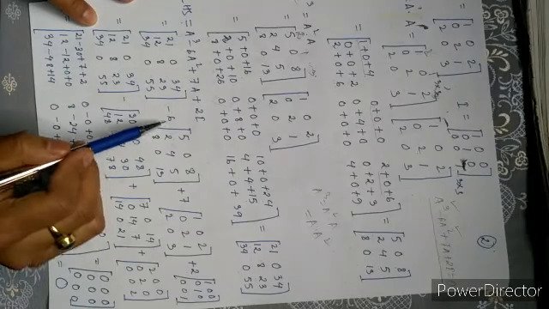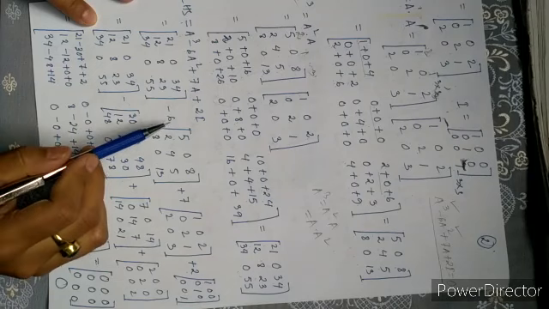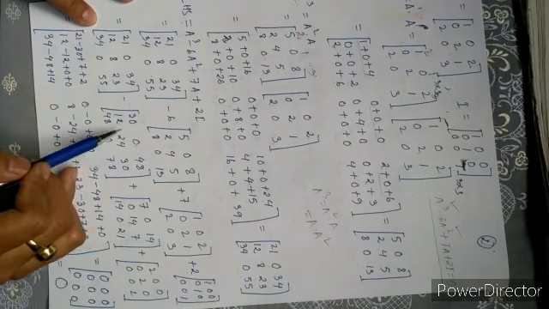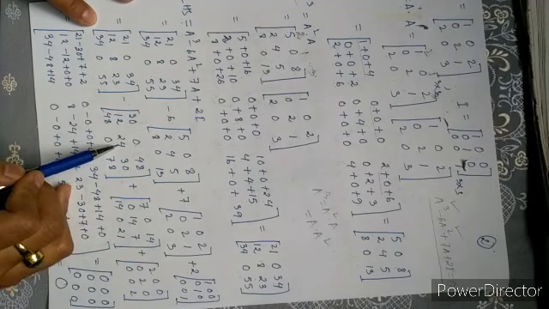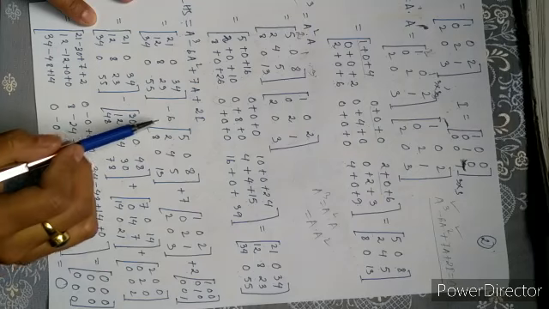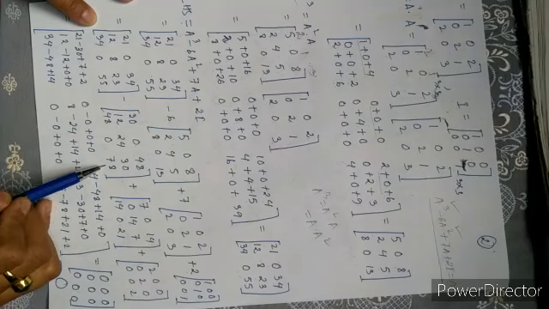For 6A square, all the elements of A square should be multiplied by 6. 6 into 5, 30. 6 into 0, 0. 8 into 6, 48. 6 into 2, 12. 6 into 4, 24. 6 into 5, 30. 6 into 8, 48. 6 into 0 is 0. And 6 into 13 is equal to 78.